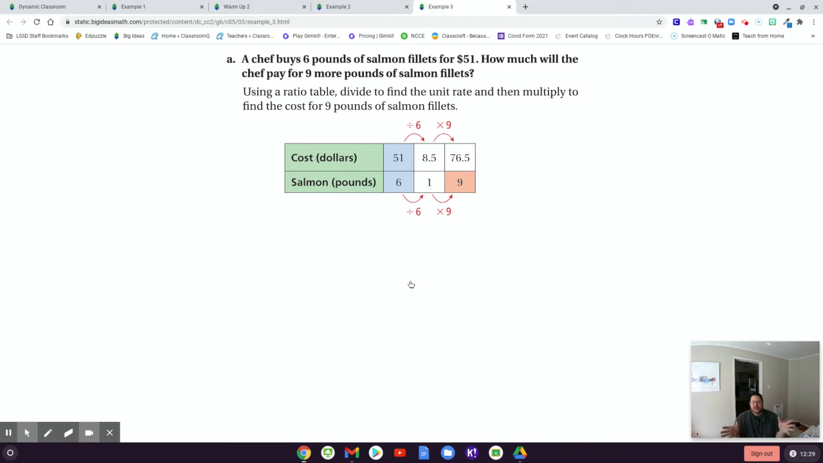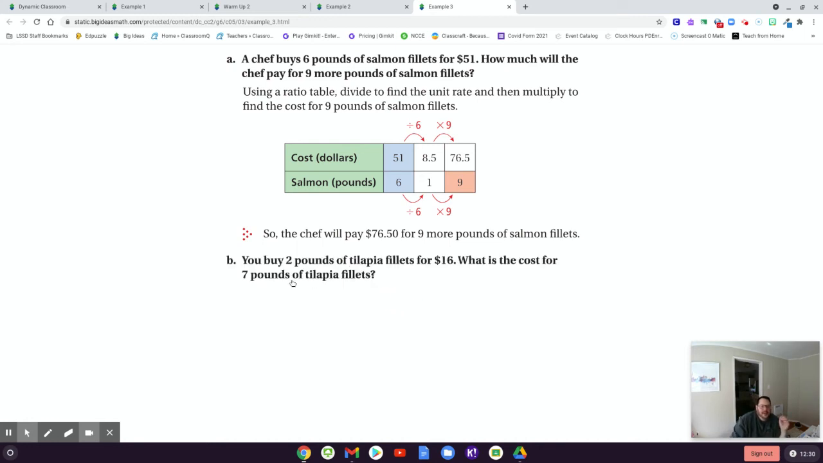Okay, so now that you know the unit rate is $8.50 per pound, you would then multiply that by 9. Which means you're also going to multiply the 8.5 times 9 and find out it's $76.50 for 9 pounds. So the main trick here is, take the original ratio rate that they give you, figure out the price per pound first, then you can apply that unit rate to as many pounds of salmon as you want.